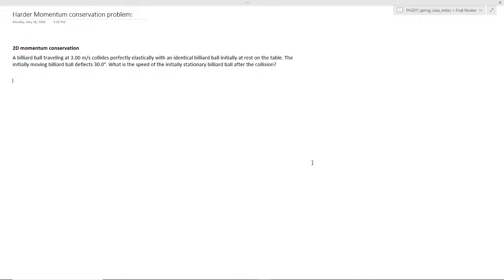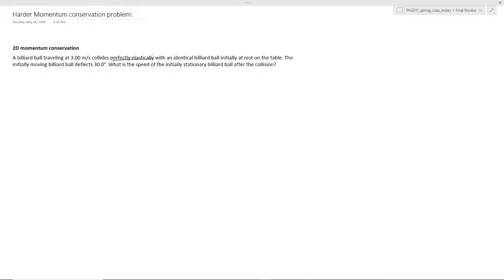We have a billiard ball traveling at 3 meters per second, collides perfectly elastically with an identical billiard ball initially at rest on the table. The initially moving billiard ball deflects to 30 degrees. What is the speed of the initially stationary billiard ball after the collision? So this is a pretty classic type of momentum conservation problem in 2 dimensions.